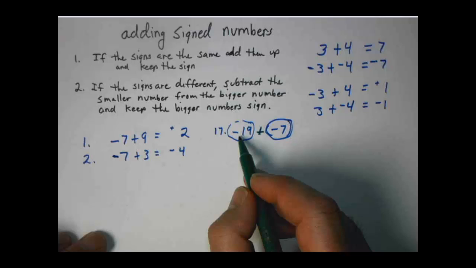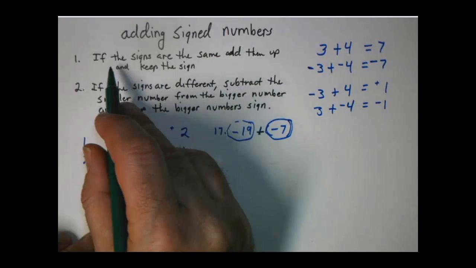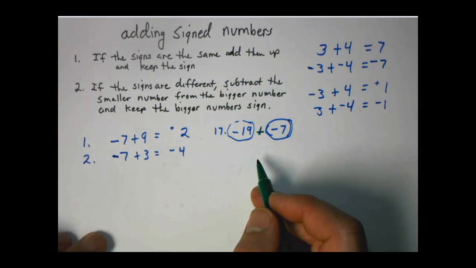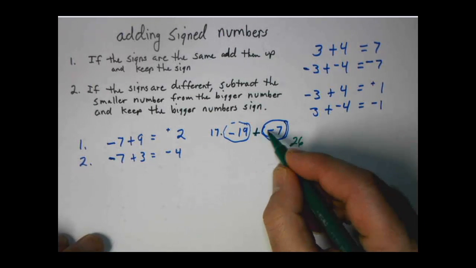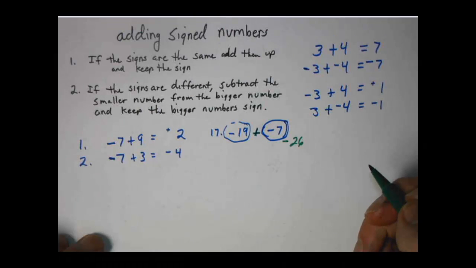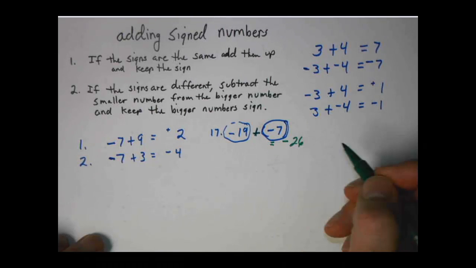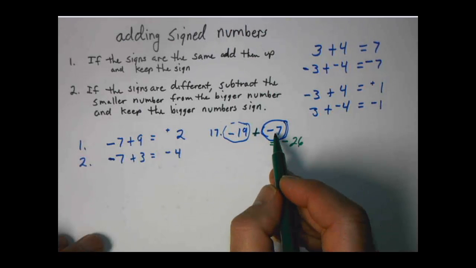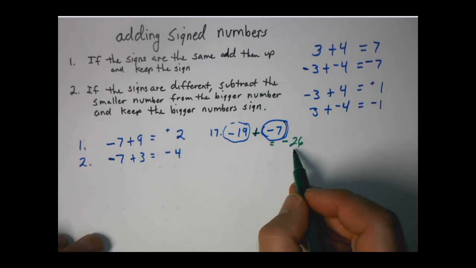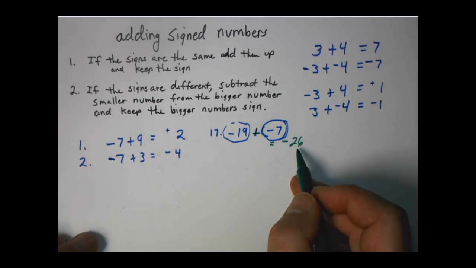So my signs are the same. I have minus 19, minus 7. My rule is if the signs are the same, we add them up and keep the sign. So 7 and 19 is 26. They're both negative, so therefore the answer is negative. Again, if we use that money analogy, I owe 19, I owe 7 more, so I owe a total of 26.